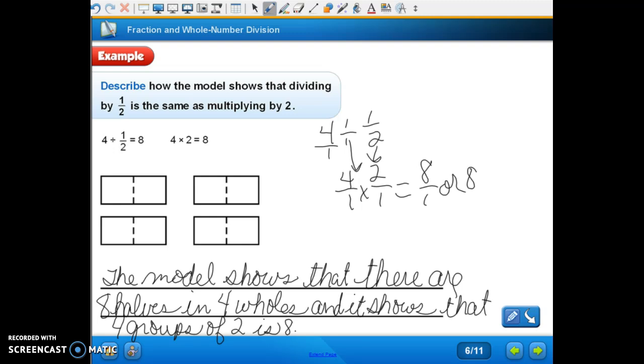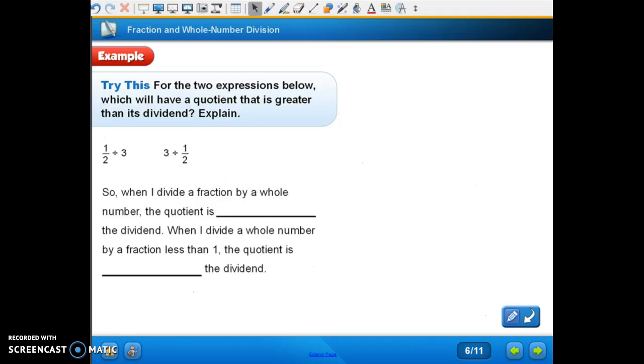And then if you did that as a mathematical equation, you would put your 4 over 1 divided by 1/2. Then your 4 over 1 would come down. You would change it to multiplication. Use your reciprocal of 1/2. You would get 4 times 2 is 8 over 1. Okay, for these expressions, we're on Try This at the bottom of 354: 1/2 divided by 3, and 3 divided by 1/2.